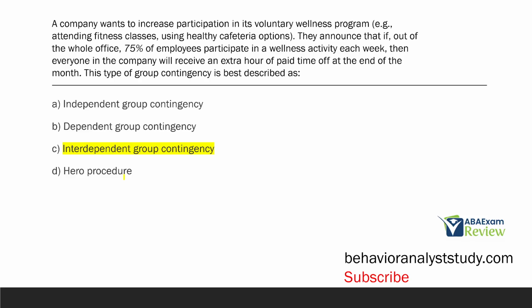Because if 100% of the office does it, then everybody gets it. If 75% of the office does it, everybody gets it. It doesn't matter who. The whole office is dependent on the entire other people in the office. So this type of group contingency is best described as interdependent. An independent would be each employee responsible for themselves. Dependent would be a pre-chosen person or group of people who must complete the task.